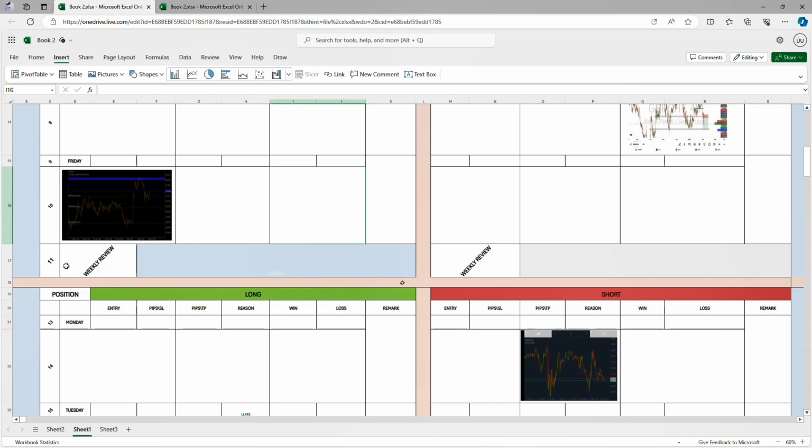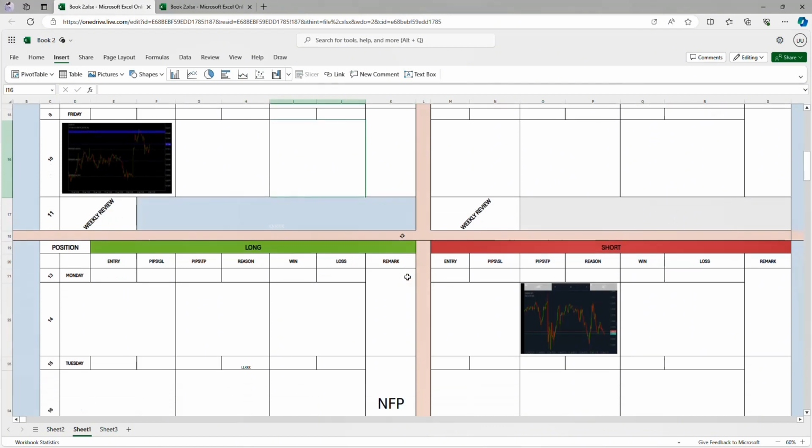Okay, the number of buy trades will be written here. At the end of the week, the number of sell trades will be written here, so that at the end of the week, you know how many trades you took exactly, how many buy trades did you take, and how many sell trades did you take for that week. You are going to record everything down here under the weekly review.